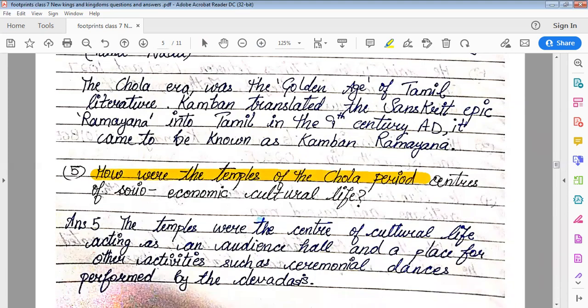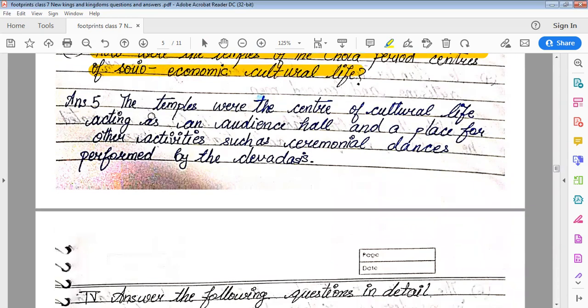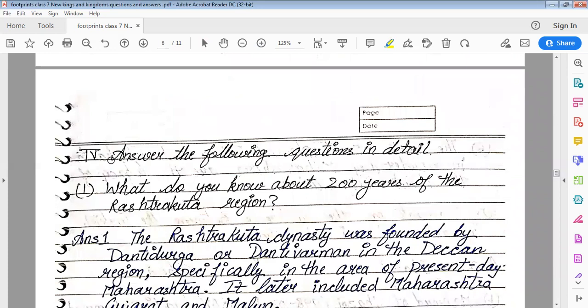How were the temples of the Chola period centers of social, economic and cultural life? The temples were the center of cultural life, acting as an audience hall and a place for other activities such as ceremonial dance performed by the Devadasis. Answer the following questions in detail.